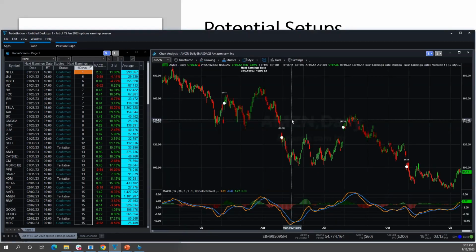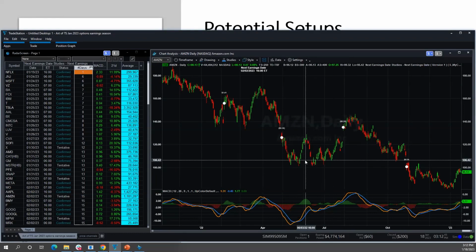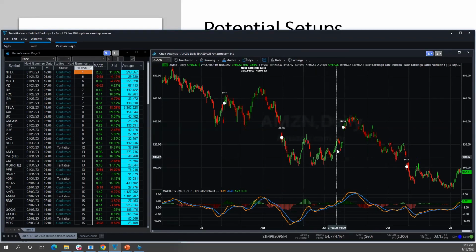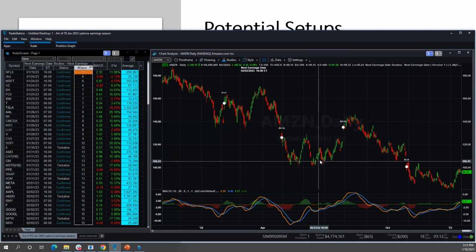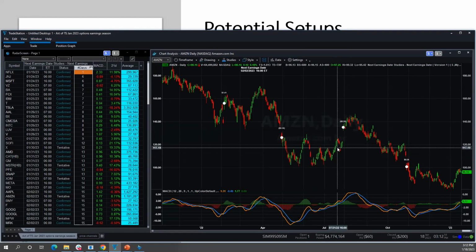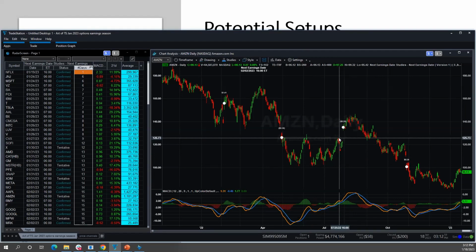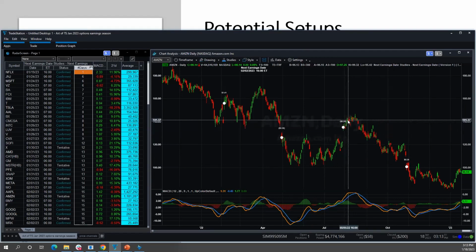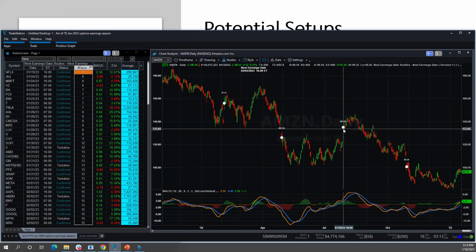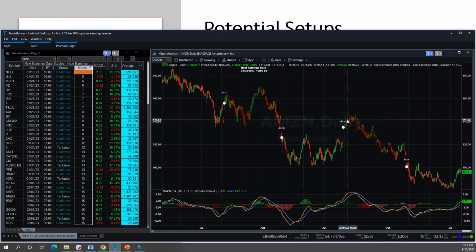Amazon back in July, it was trending upward. It had been trending higher for the previous month, and you had a clear level around 125. When it broke through that, it moved up for several days. And if a person had done the 125, 130 call spread, this would have extended and it would have expired in the money, and they would have made a significant return on that.